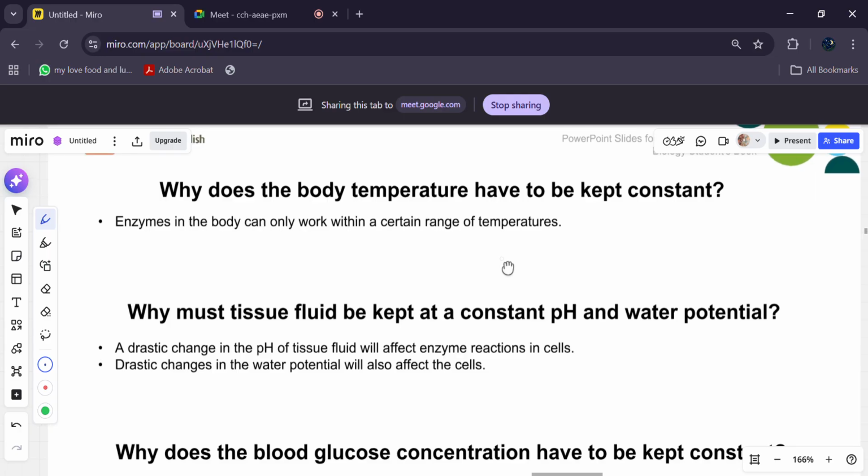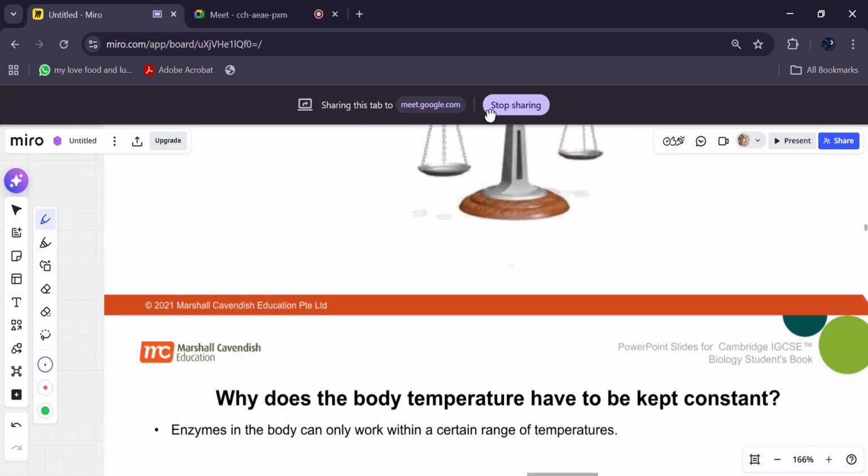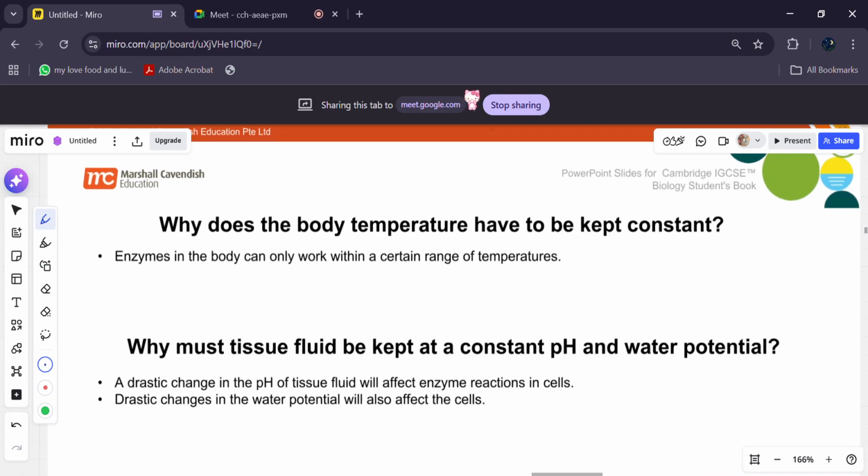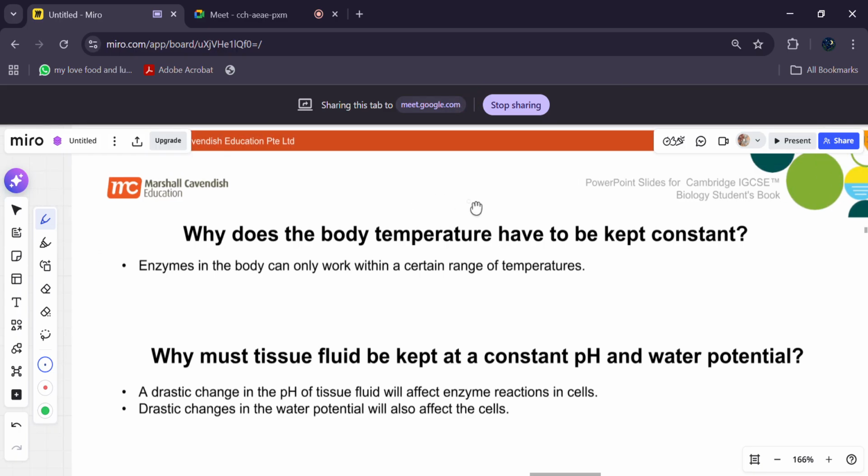Why does our body need to be kept constant? That's a good question. The environmental conditions outside our bodies are always changing. Sometimes it can be extremely cold and humid, or sometimes it can be very hot and sunny. But why does our body need to be kept at a constant temperature?